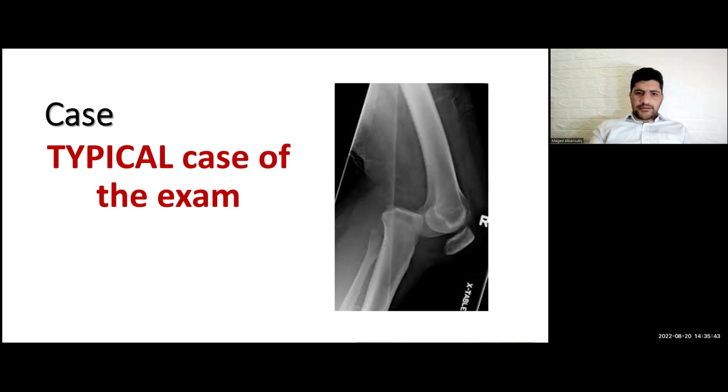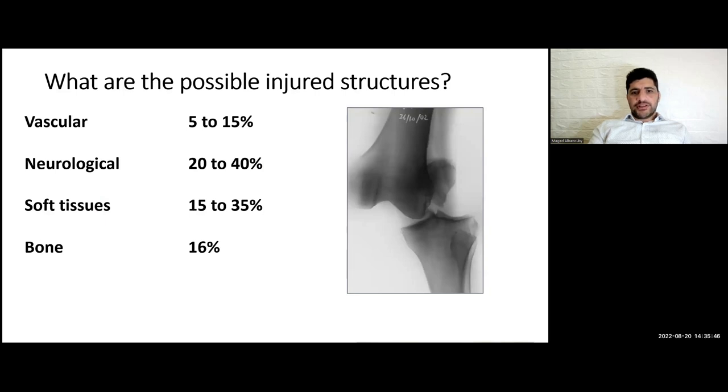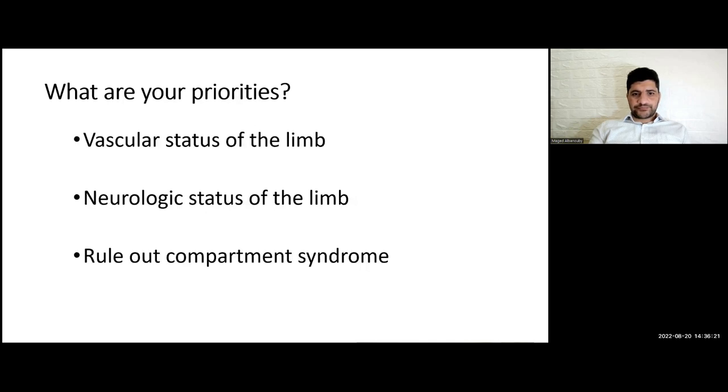First of all, he may ask you what the possible injured structures are. Most important, but not most frequent, is vascular injury, 5 to 15%. Neurological injury, especially common peroneal nerve injury, 20 to 40%. Soft tissue injury, like ACL, PCL, MCL, posterolateral corner, 15 to 35%. Bone injuries, fractures like tibial plateau fracture, tibial spine, patella fracture, avulsion fracture, can all happen.